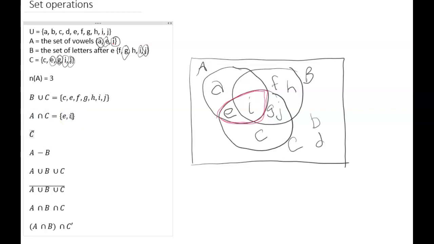C with the bar over top is C complement. We have a couple different ways of writing complements. This is one of them. C complement is everything that's not in C. Everything in the universe that's not in C. So when you see complement, think not.